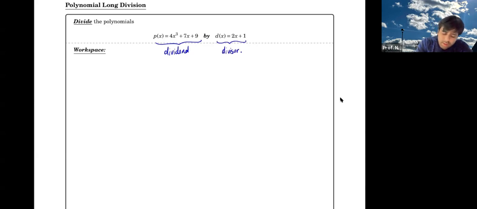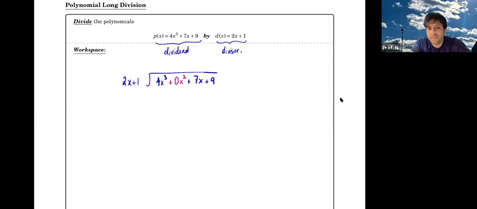So what does long division entail? It takes 2x plus 1 and puts it on the outside of the division sign. And this is going to be 4x cubed, plus 0x squared plus 7x plus 9. So you always have to be mindful of the terms that are not seen in the dividend, such as the x squared term, and it's just like a placeholder. So we know that that's not there. That's how we put that 0 in underneath.